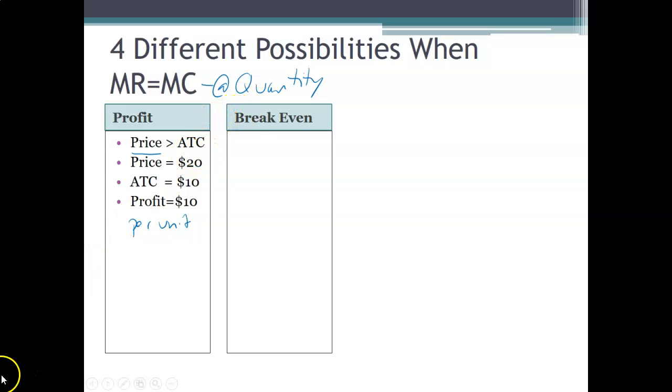Second scenario. That's where your price is equal to the average total cost, again, at that quantity. Regardless of what the marginal revenue curve, the demand curve, or ATC look like, I'm comparing at that quantity what my price is compared to my average total cost. If my price is $20 and my average total cost is $20, then you're breaking even. And again, we're in econ class. These are the economic costs. Just a reminder about that.